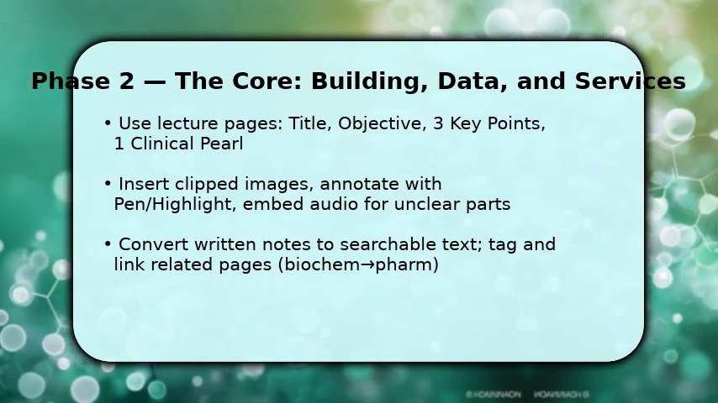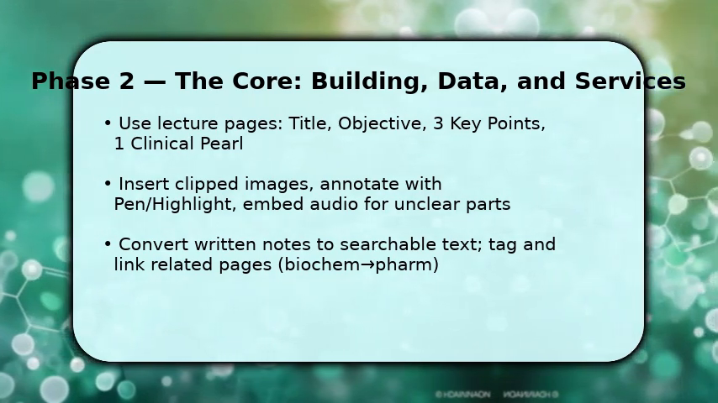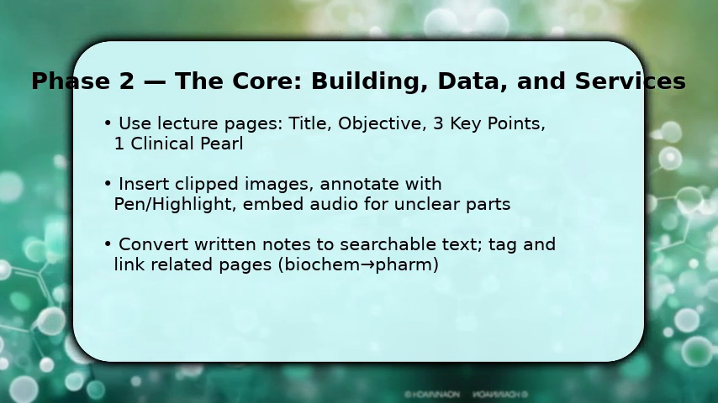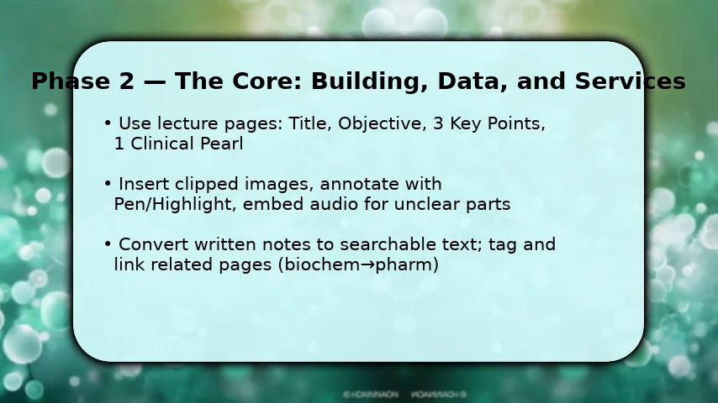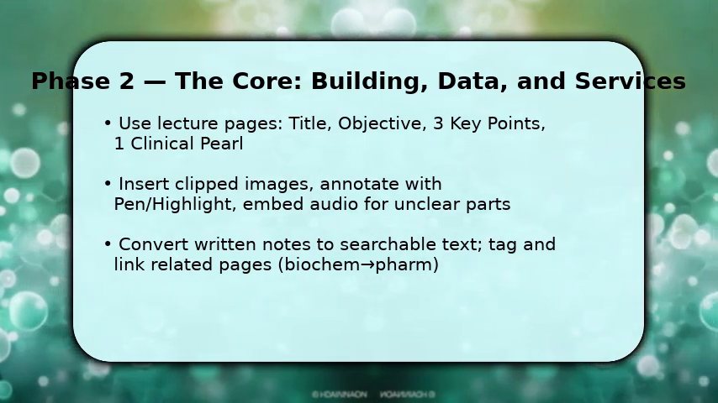Make text searchable by converting handwriting and images to text, then tag and link related pages, so biochemistry connects to pharmacology. That cross-linking turns scattered notes into a study web.